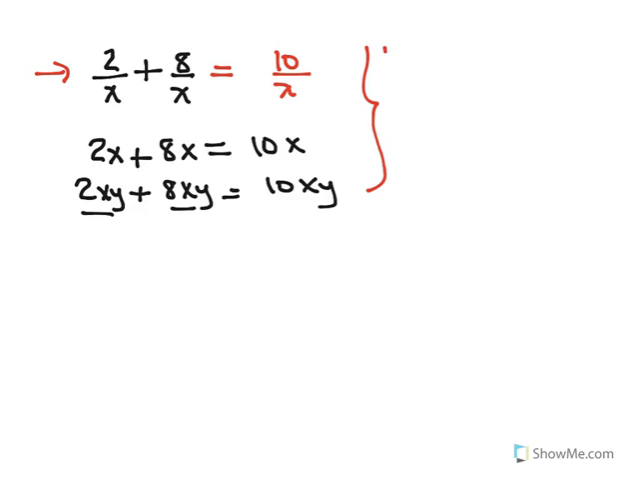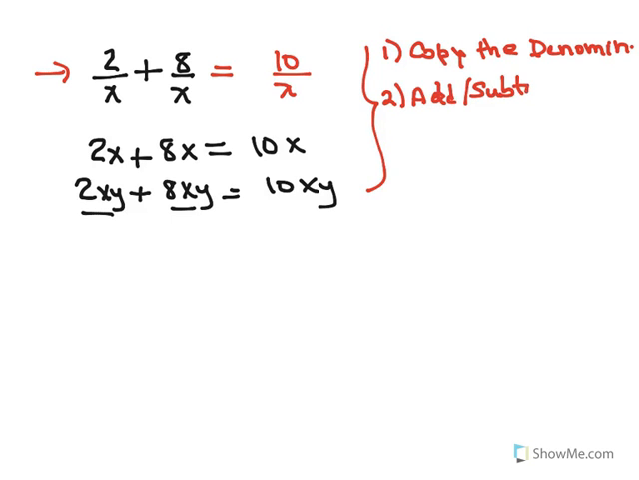Okay? So what is it that I do when I'm adding fractions that have the same denominator? I'm going to copy the denominator. I'm going to add or subtract, depending on what I need to do, the numerators. And the last thing I need to do is reduce. Okay? So let's go and do an example.